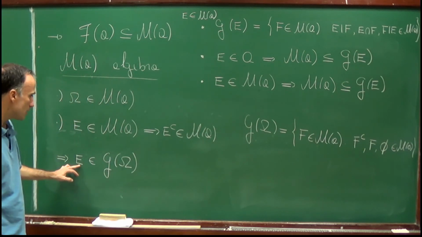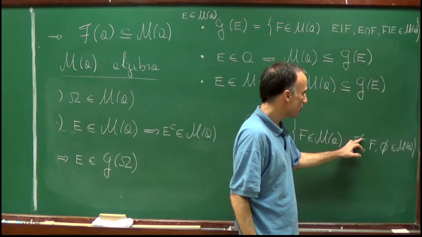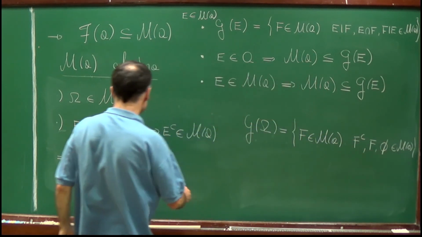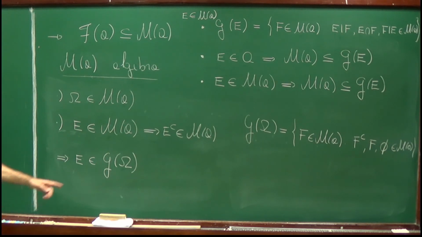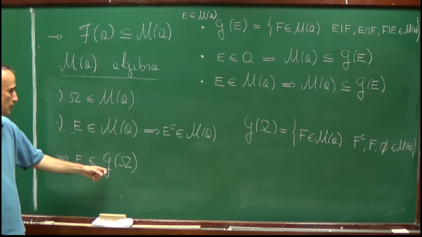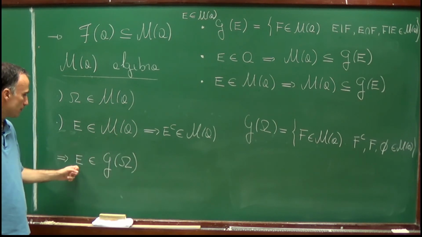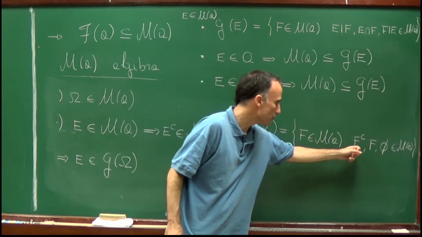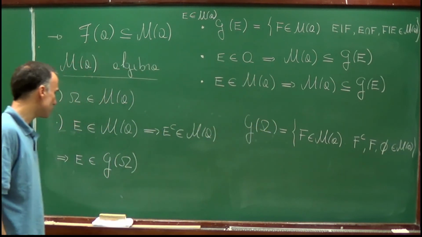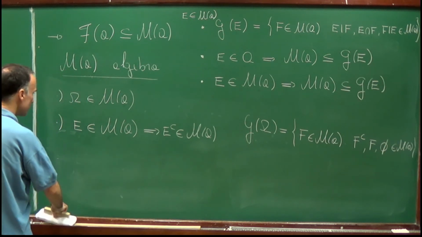So this is what G of omega is. So since E belongs to G of omega, E complement belongs to M of A, and this is exactly what we want to show, right? So since G of omega contains M of A, E belongs to G of omega, and by definition of G of omega, we obtain that E complement belongs to M of A. So M of A is indeed closed by complement.